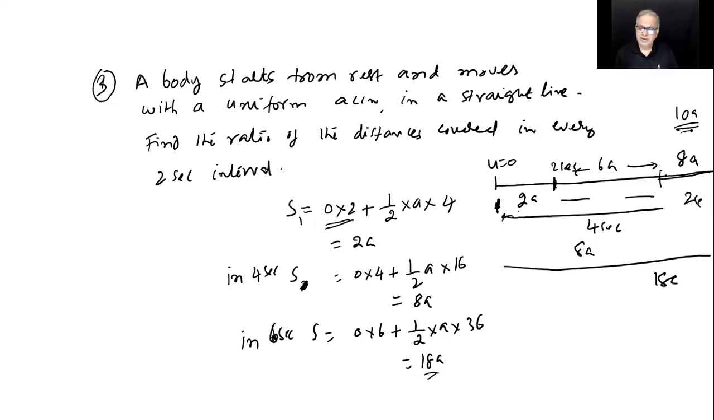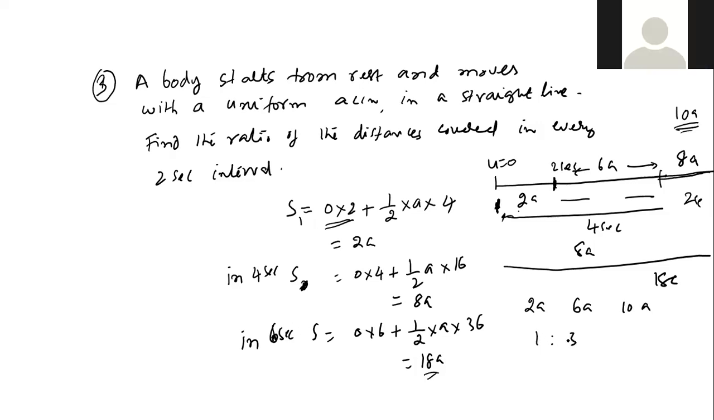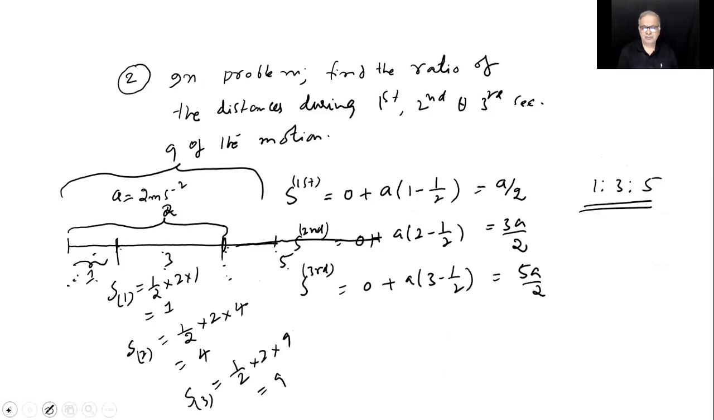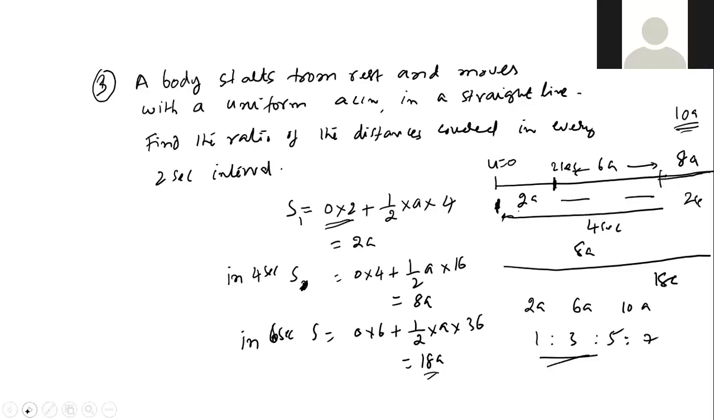10a there, isn't it? So, just check the ratio. 2a, 6a, 10a. What am I getting? 1 is to 3 is to 5, sir. You do one more, you'll get 7. So, can you conclude something from here? Look at the previous question and conclude something from here. Not only during one interval of time, successive intervals, any equal intervals of time, if you take, the ratio will be 1 is to 3 is to 5 is to 7 only.